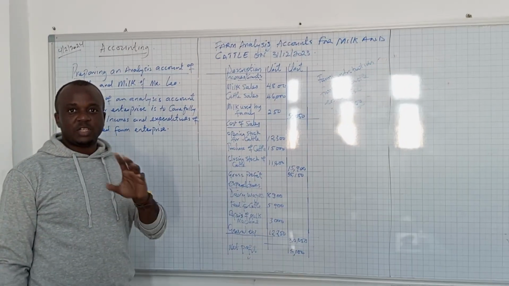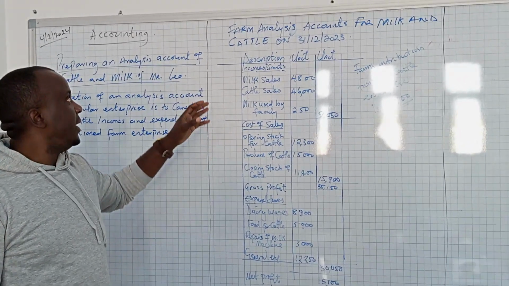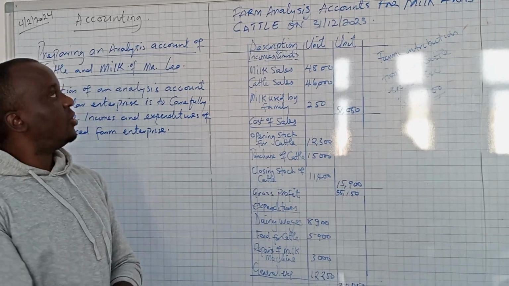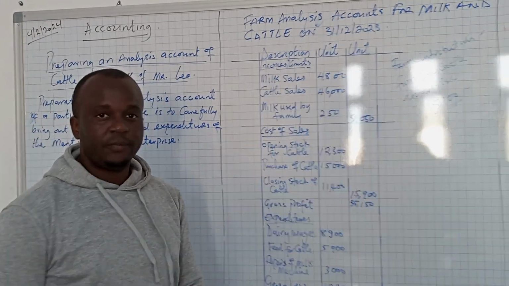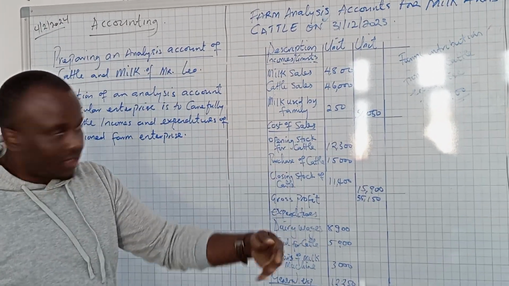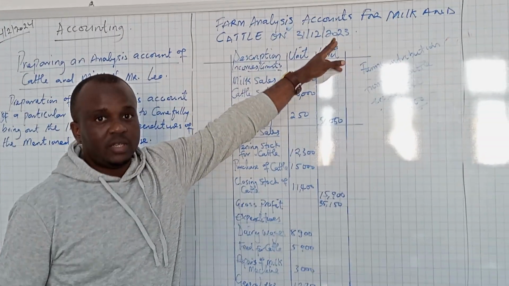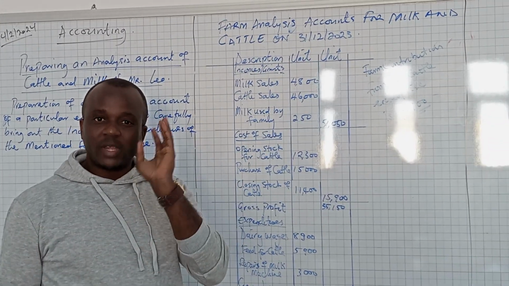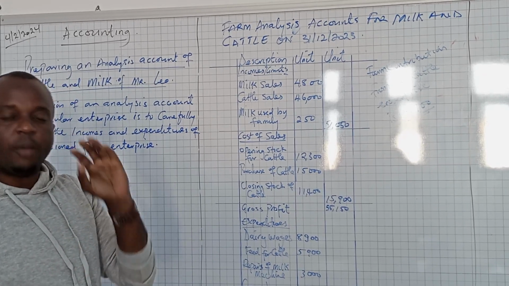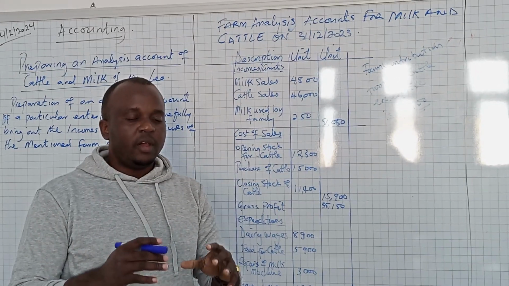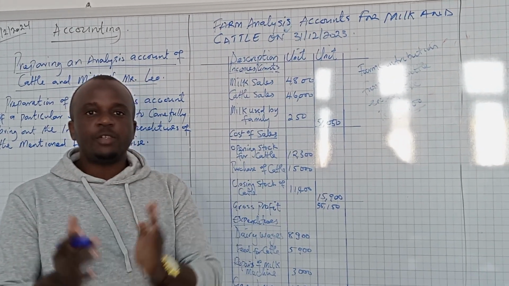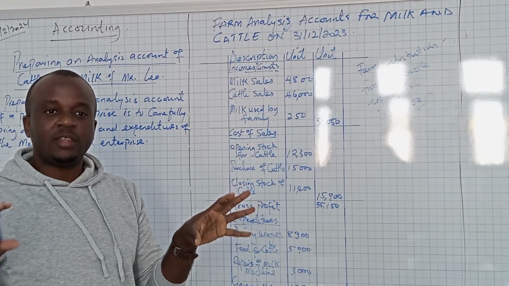So on the question, it asks us to prepare an analysis account of the milk and cattle according to the analysis presented on the 31st of December 2023. So I want you to get the understanding. When it comes to farm's account, the receipt and payment account may give analysis of all the enterprises in the farm.